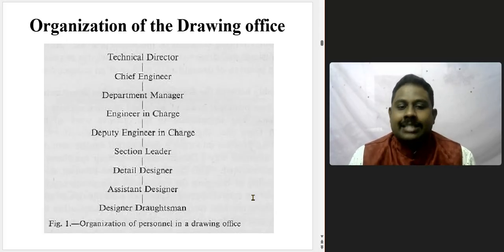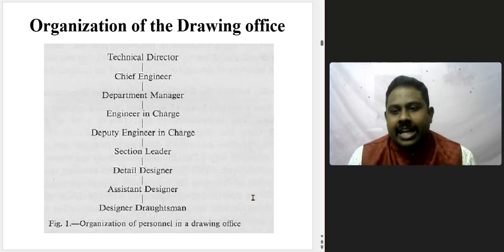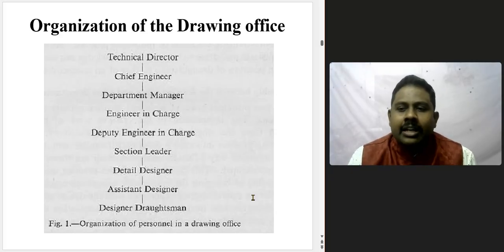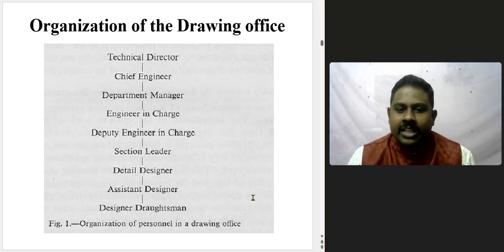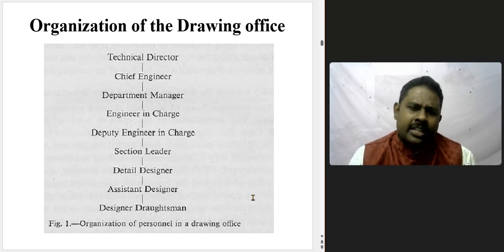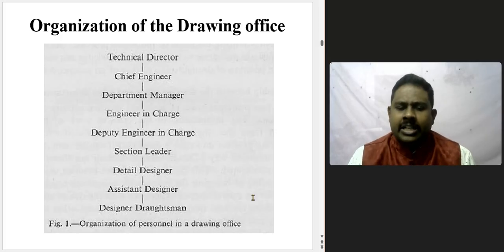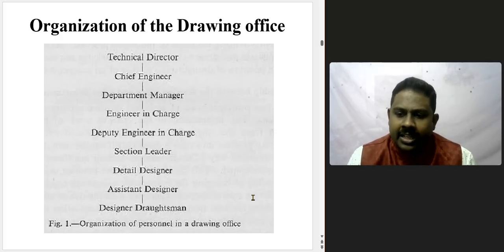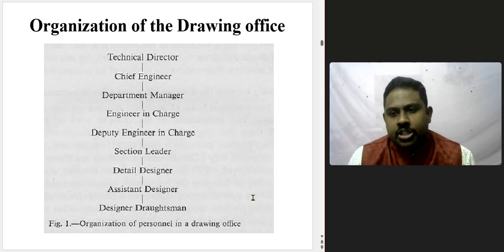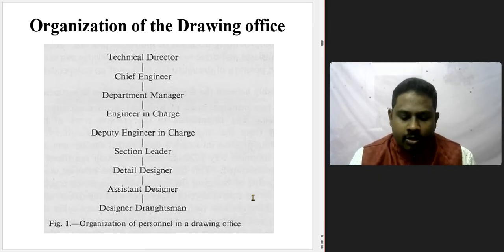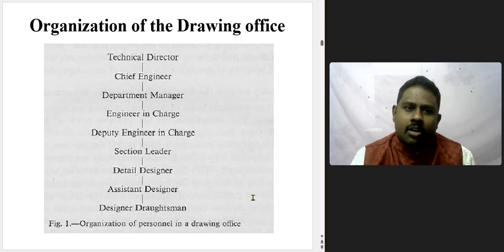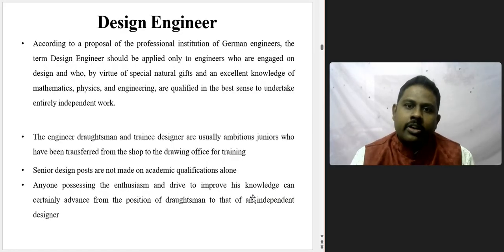Then it will go to the assistant engineer who is working under him, and the draftsman is used only for the drafting of the 2D and the 3D drawing. So for a draftsman only the drawing knowledge is enough, whereas from assistant engineer to detail designer they should be familiar with both engineering mathematical calculation as well as the design, how they are going to make. So this is the structure and organization of the drawing office.